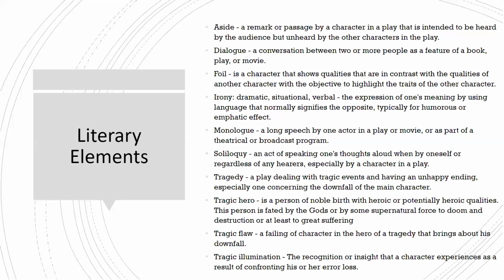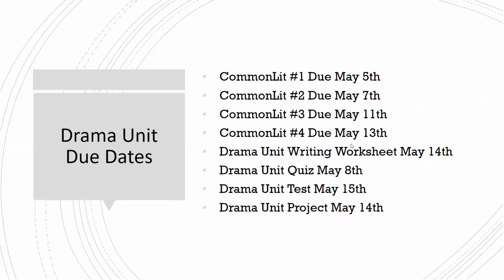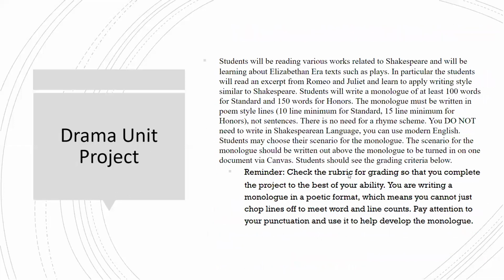And then we have tragic illumination. And this is where any time in the play where that tragic flaw is highlighted, where it is brought to light, where it is made extremely obvious, not only for the audience, but for other characters as well. So you have your 10 words. Make sure that you understand their applications, their definitions going into the quiz on Friday, May 8th, okay?